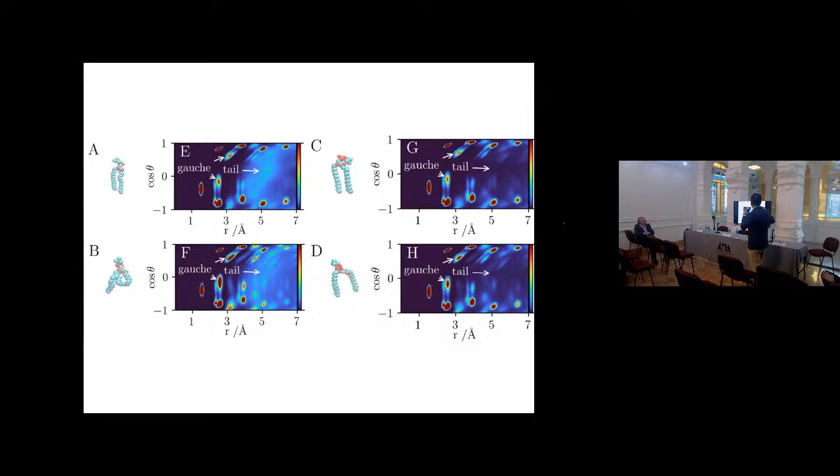But now let's see C and D, which are the same versions with the splayed versions of them. You can see a gap in the middle, and that gap is the splayed thing that I'm saying. Those tails are away from each other.